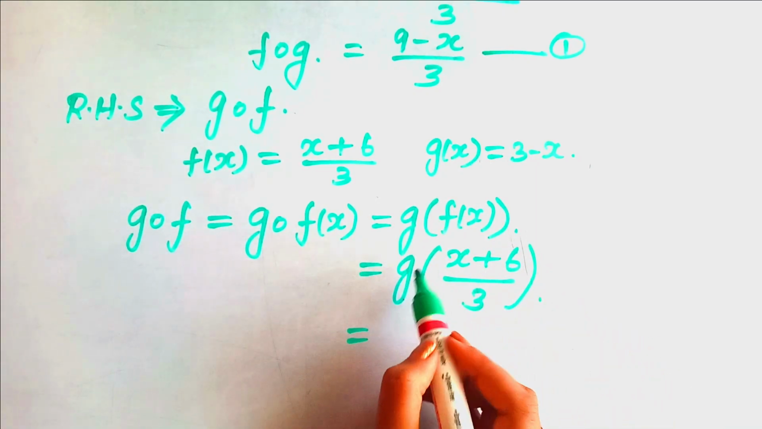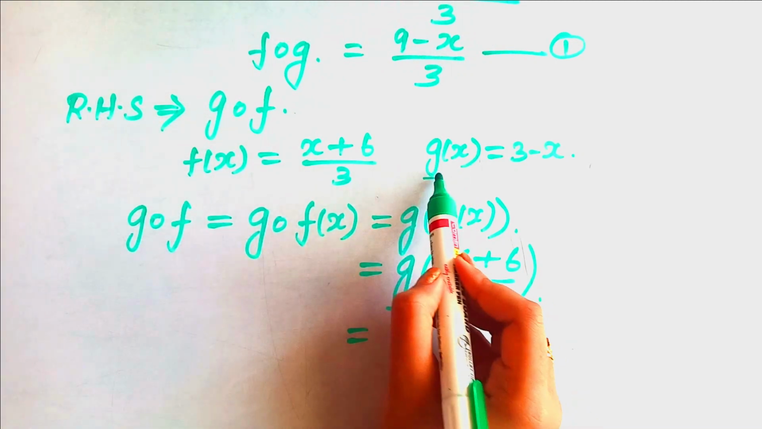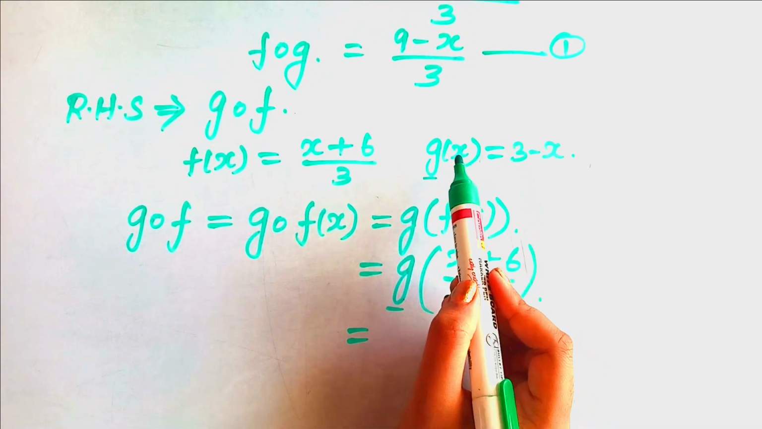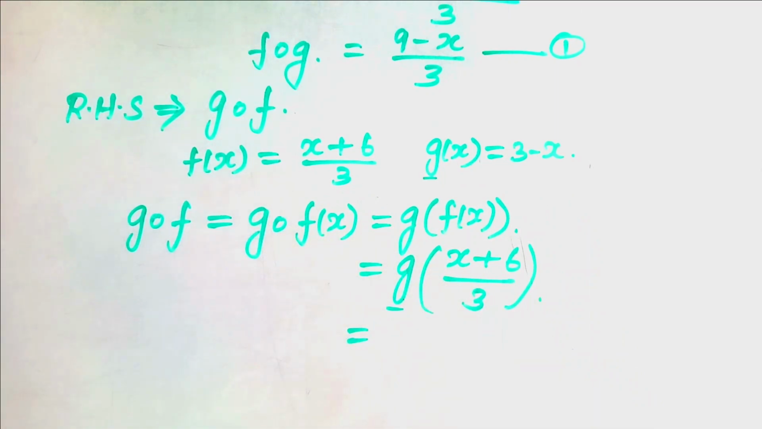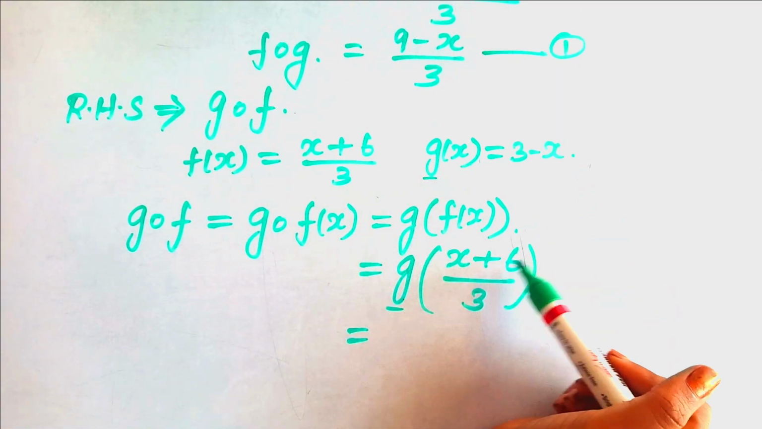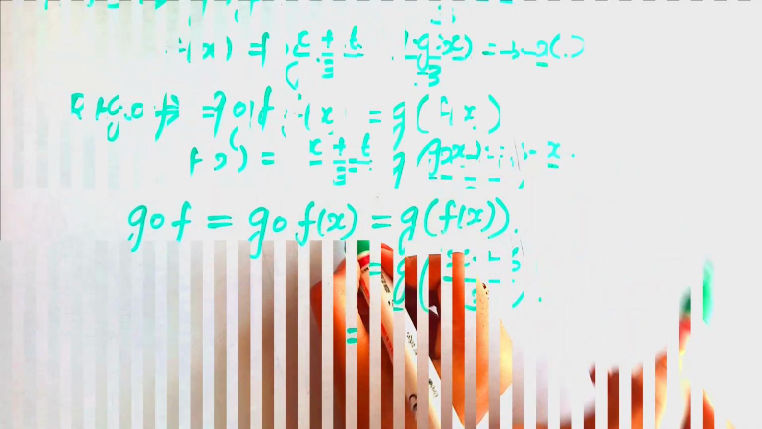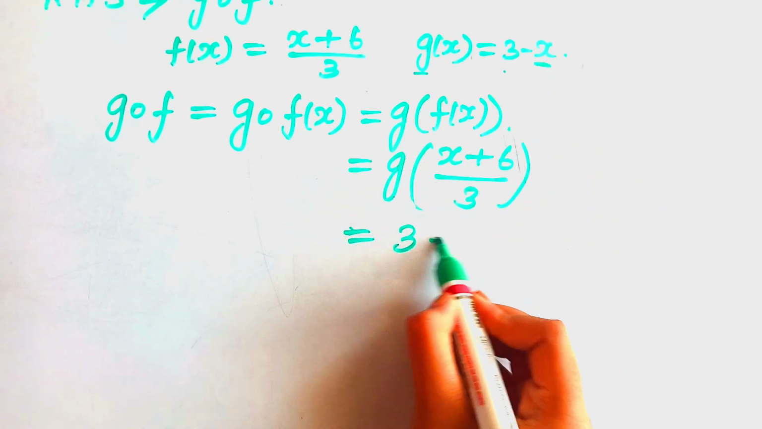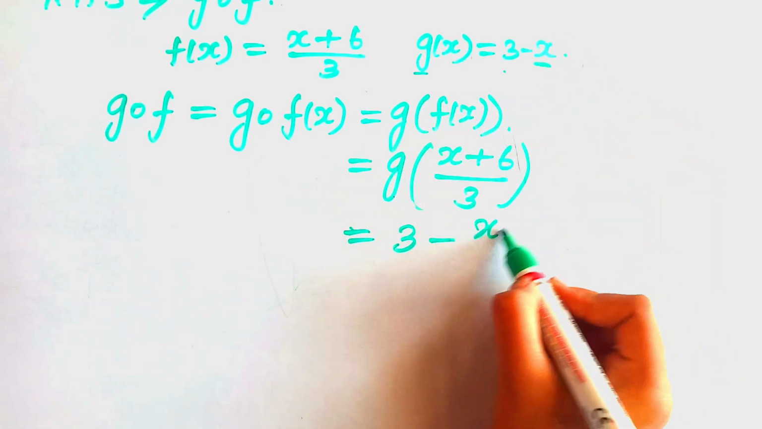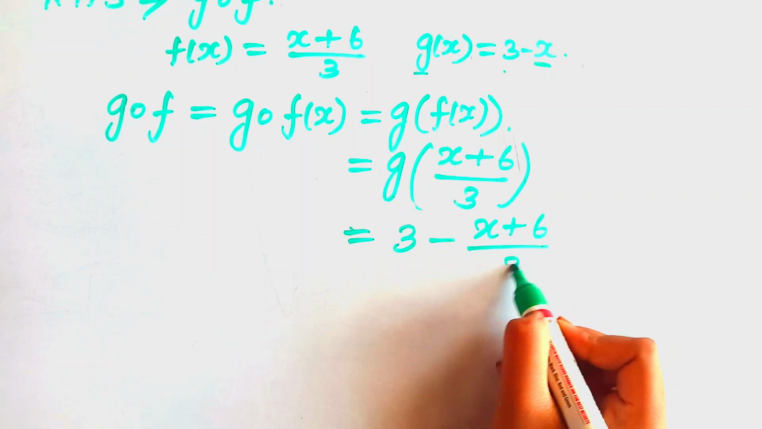Then here there is a function g and here there is a function g, but the only difference is in the place of x we have (x + 6) divided by 3. So we are going to substitute (x + 6) divided by 3 in the place of x, right? We'll get 3 minus, in the place of x we'll substitute (x + 6) divided by 3.